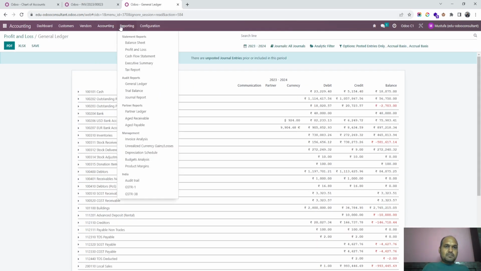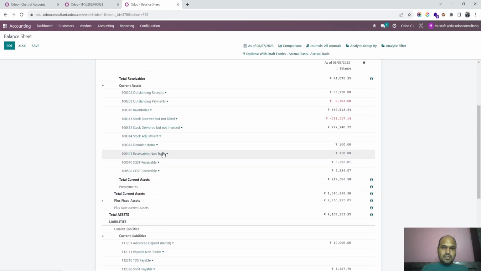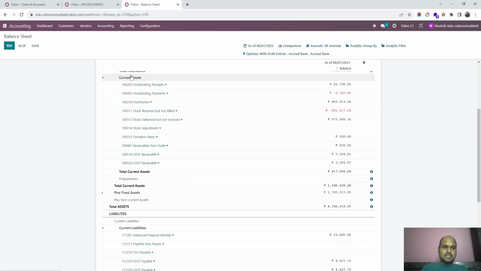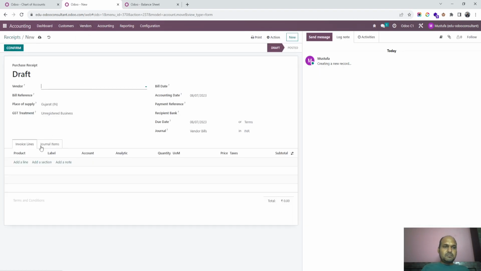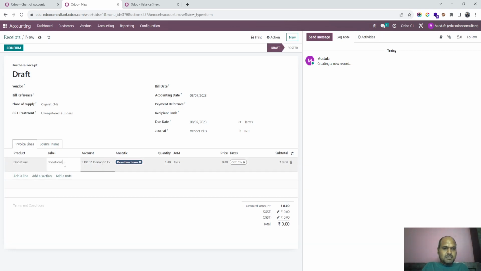Now if I go to my balance sheet, we can see here receivable non-trade is part of current assets. It's a receivable account, but it's not part of receivable because it's non-trade, which means it's my current asset. The same way I can make some expenses and give to my vendor, using the same donation product, which creates a donation expense.